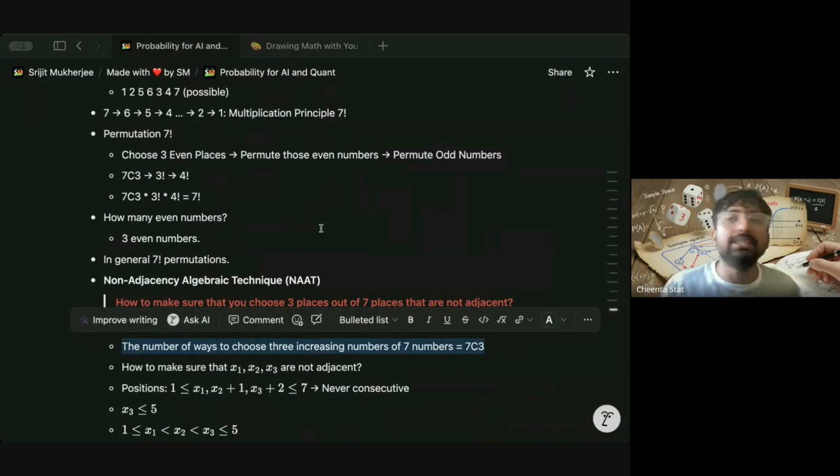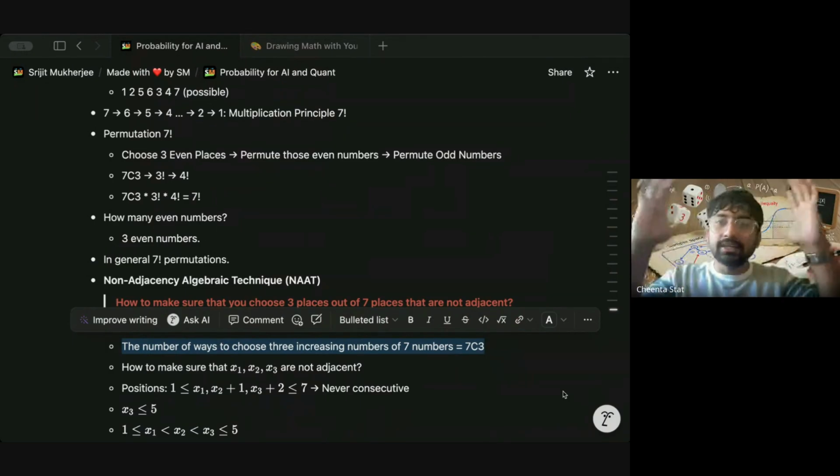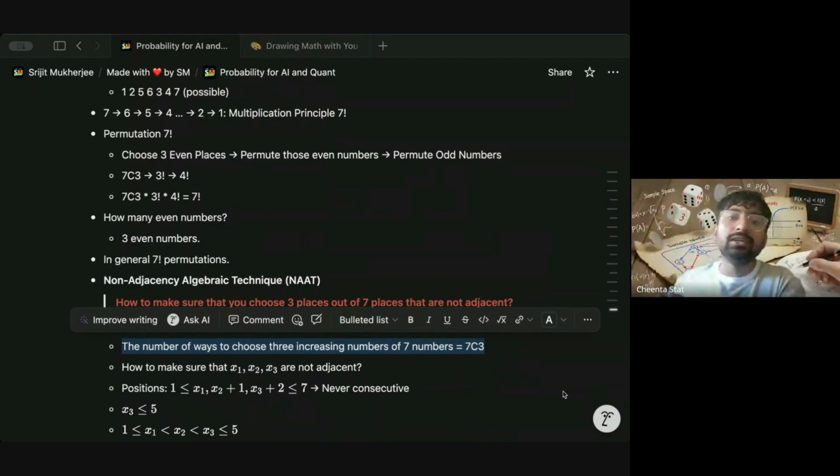Because there is no order here, 5, 7, 6 is the same as 5, 6, 7. So whatever 3 numbers you choose, there'll be only one unique increasing 3 number sequence. So instead of saying that we are choosing 3 numbers, we are now saying we are choosing 3 increasing numbers. Both are the same because it's a one-to-one relationship. Choosing 3 numbers, the set, is equivalent to choosing 3 increasing numbers.